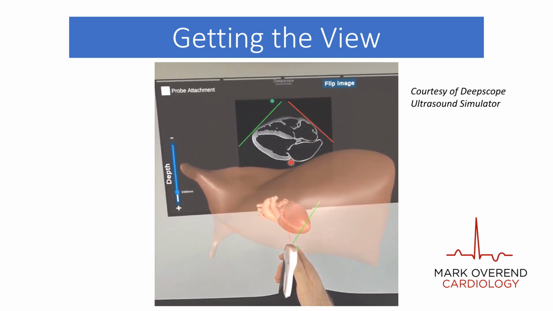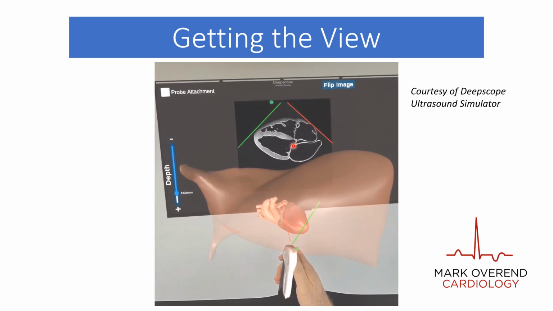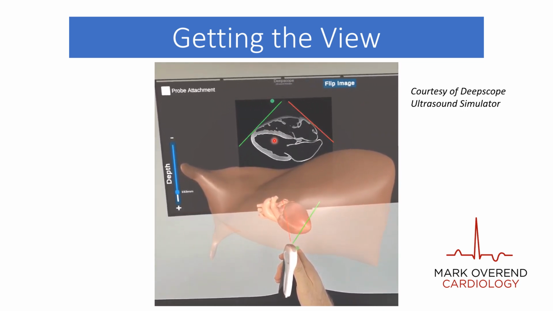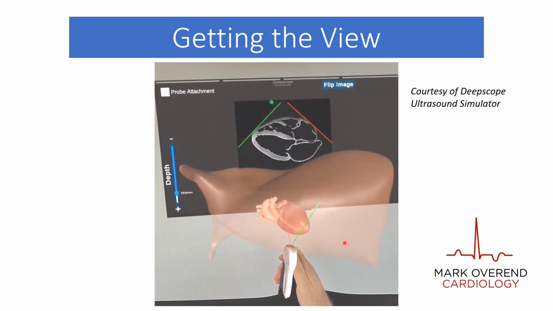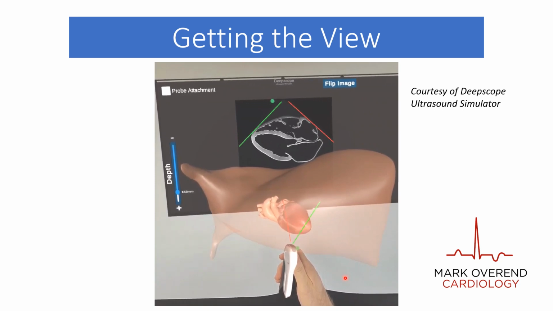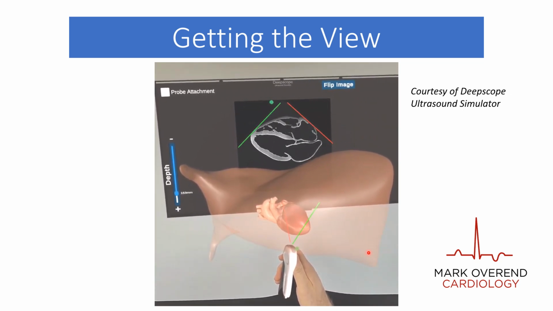So what you're attempting to get in this view is the left atrium and the left ventricle and the right atrium and the right ventricle. And you try not to foreshorten the view. So you're trying to get the full length of that left ventricle in your image.